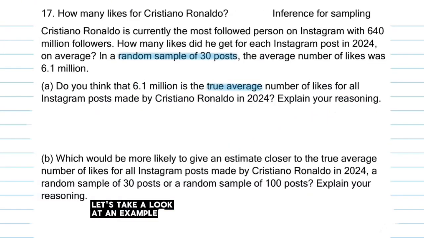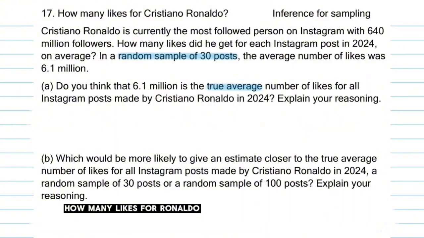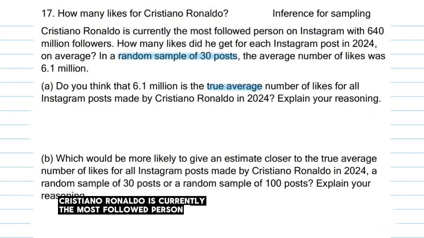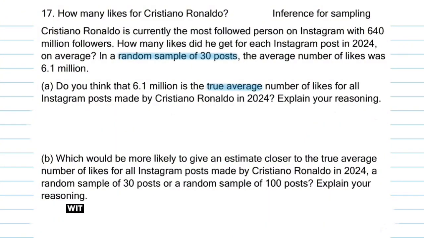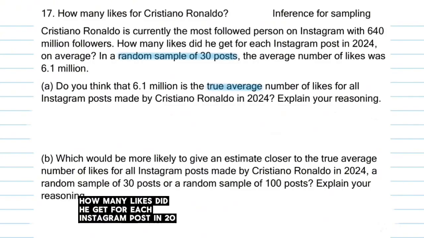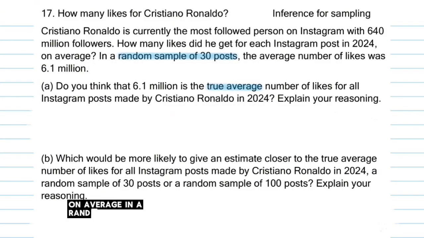Let's take a look at an example. How many likes for Ronaldo? Cristiano Ronaldo is currently the most followed person on Instagram whenever this problem was created. With 640 million followers, how many likes did he get for each Instagram post in 2024 on average? In a random sample of 30 posts, the average number of likes was 6.1 million. Part A, do you think that 6.1 million is the true average number of likes for all Instagram posts made by Ronaldo in 2024? Explain your reasoning.